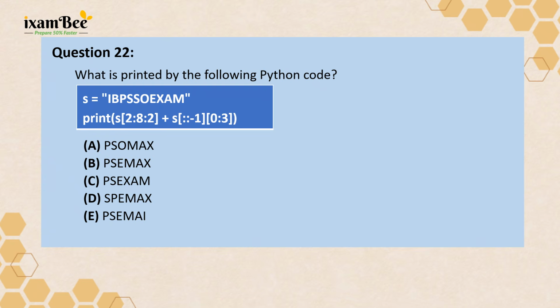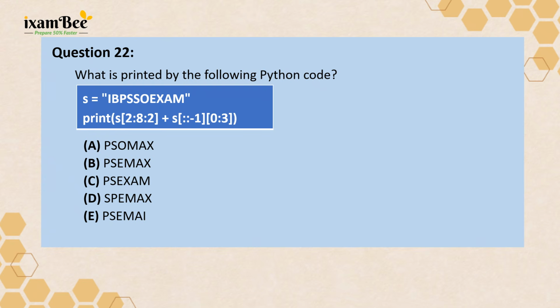Next, you have: what is printed by the following Python code? A string S is initialized to "IBPS SO exam". You have to print S[2:8:2] plus S[::-1][0:3]. So let's index the string first. "IBPS SO exam" sits at positions 0 through 11.